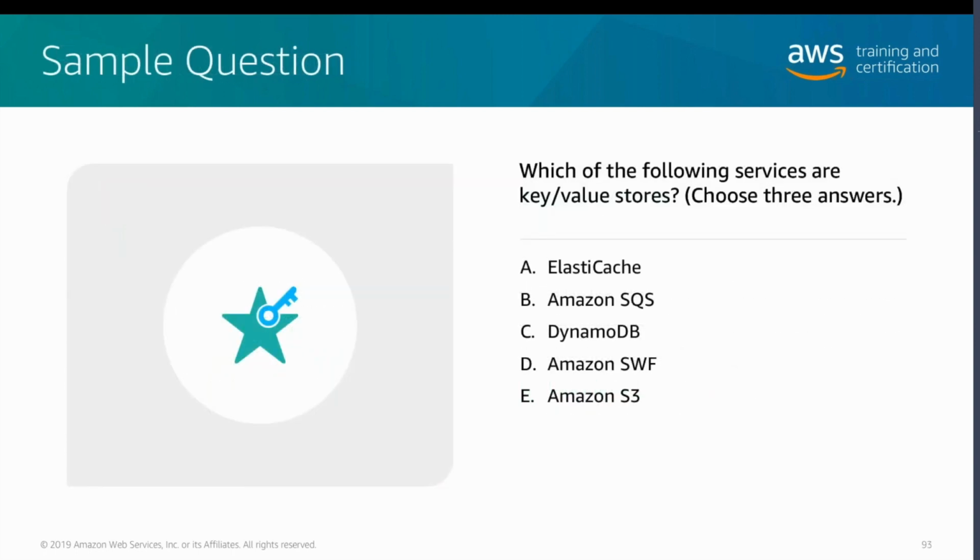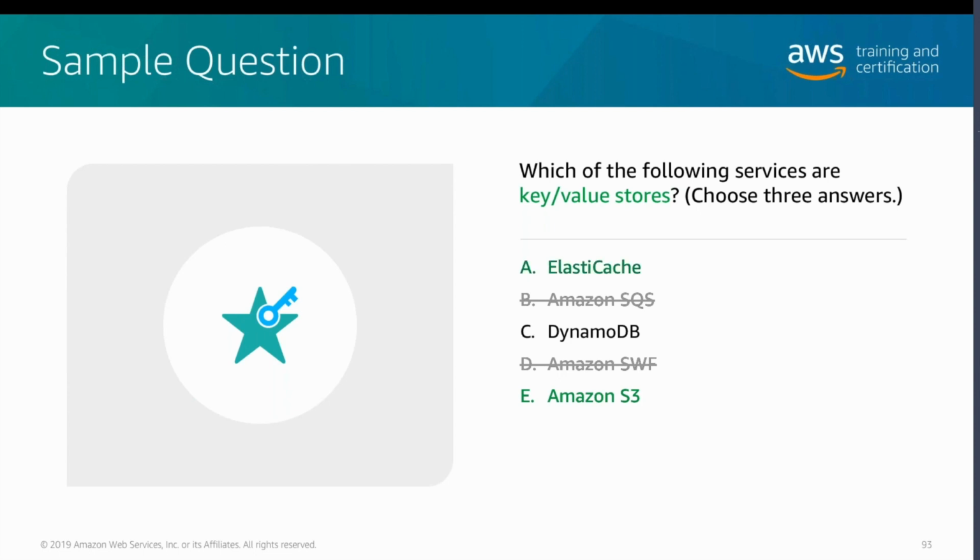Which of the following services are key value stores? And so you have to choose three of these. Okay. Well, alrighty. I'm going to rule out right away Simple Workflow Service. That's an orchestration tool. It's not really a key value store. DynamoDB is. Elasticache is. So there's two of them right off the bat. It leaves us with SQS and S3, and it turns out that S3 is also a key value store, so that rules out SQS. So those are the three correct answers.